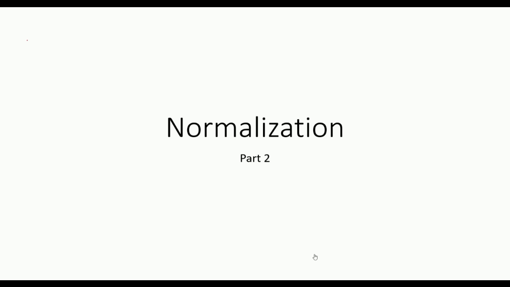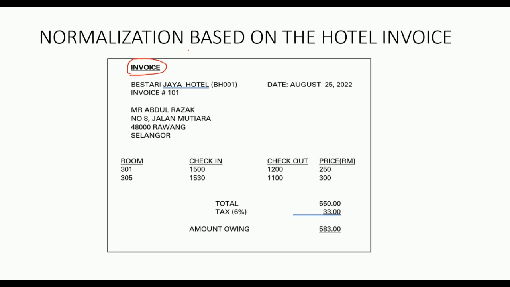Okay, so today we're going to do normalization part two. As you can see here, this is an invoice. We're going to do normalization based on the invoice. Normalization can be based on an invoice or on reports and documents. What is normalization? Normalization is a process where we look into the relationship among the attributes or data. To do normalization, you have to understand the attributes and the data on the invoice, on the reports, on the documentation.